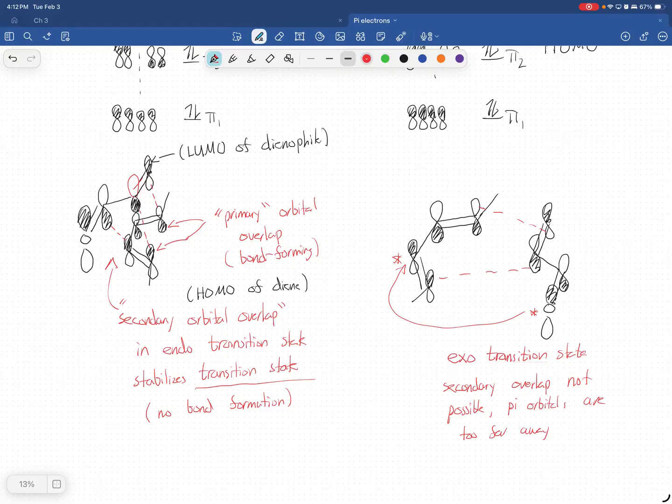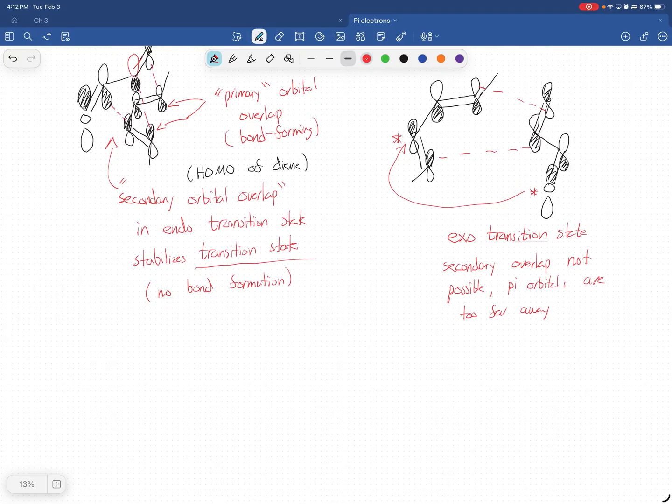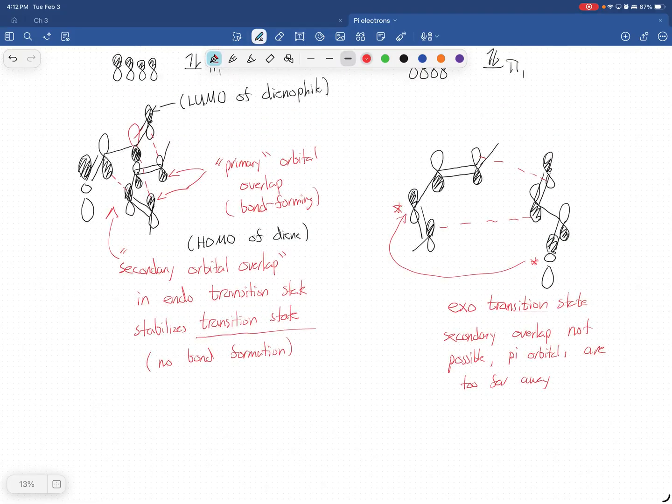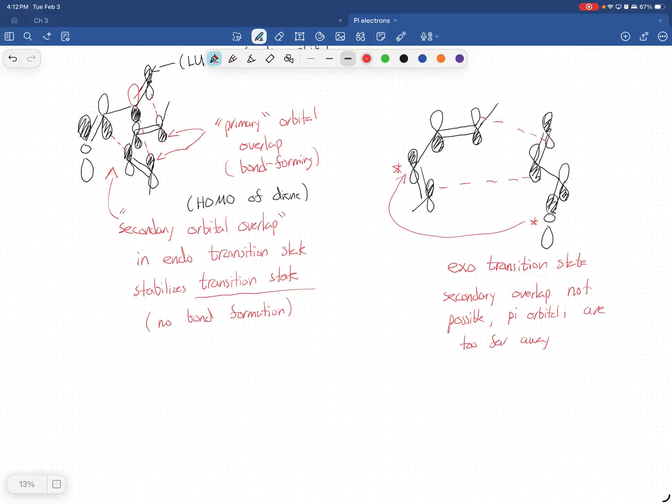So even though in the endo the two groups are more sterically crowded, this stabilization here is enough to cause it to be the product that forms the fastest, even though it's not the most stable. So this is the kinetic product, and the exo is the thermodynamic product because it's the more stable of the two, even though it forms more slowly. Okay, so that is the explanation of Diels-Alder. Thanks for sticking with me for that one.